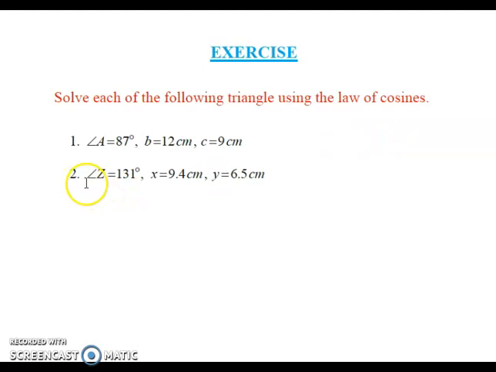Second problem, angle Z is equal to 131 degrees, side X equal to 9.4 centimeters, side Y is equal to 6.5 centimeter. Here also two sides and enclosed angle Z is given. So we can apply the law of cosines and find the side small z. After that, we can find the remaining two angles capital Y, capital X by using sine rule.